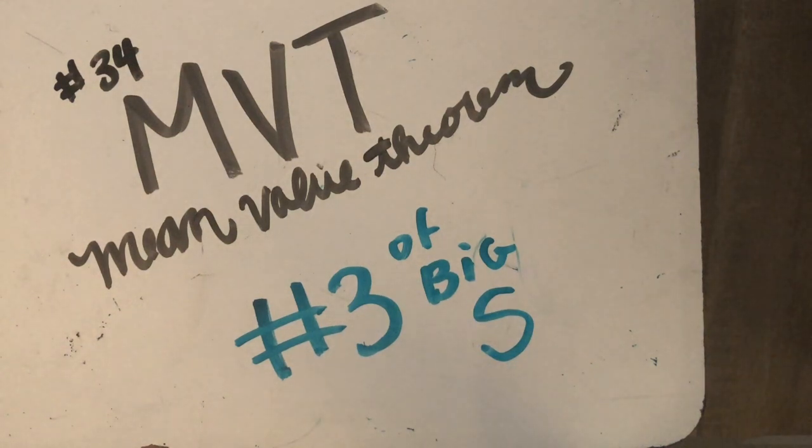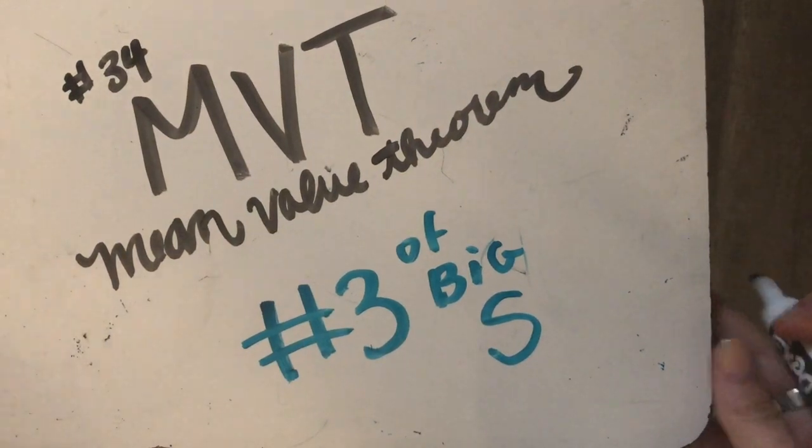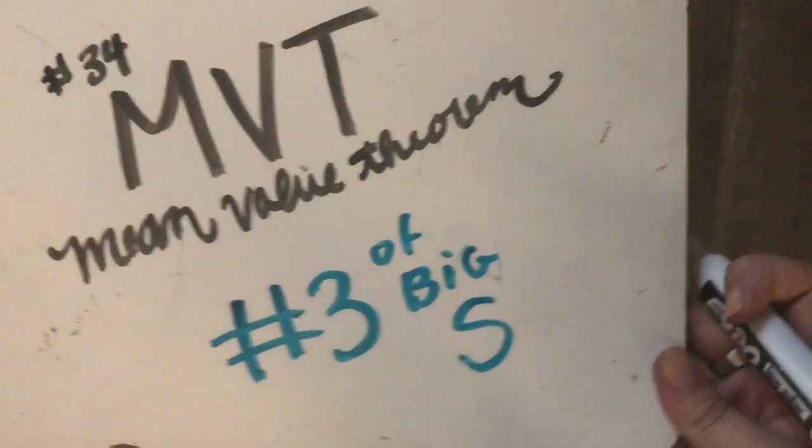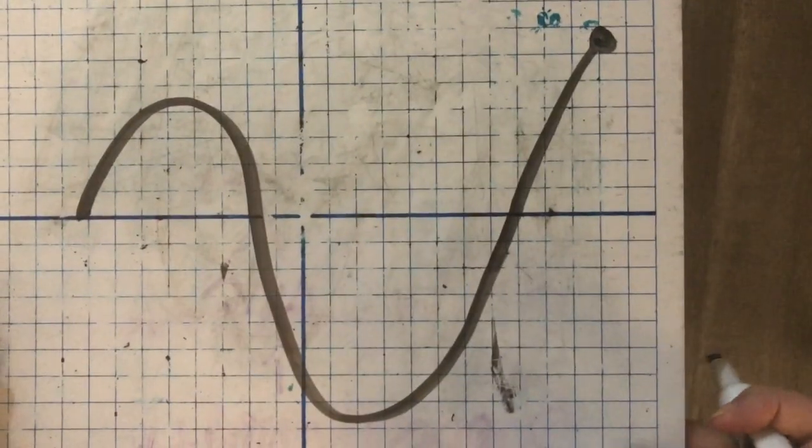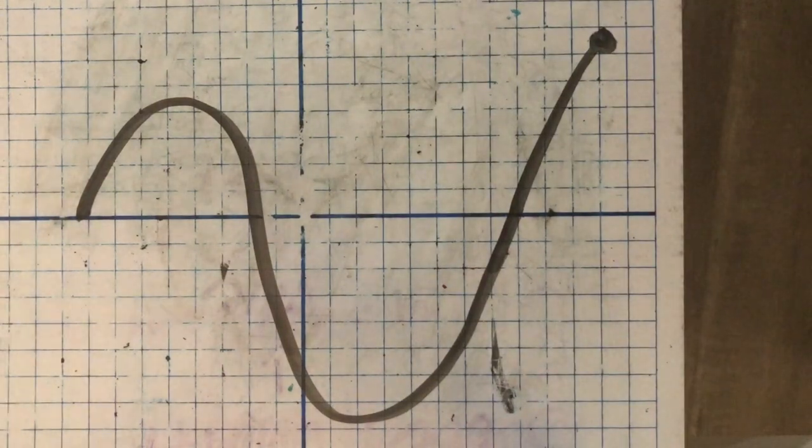Number 34, the mean value theorem, which is number 3 of our big 5 theorems. Here we go. So the mean value theorem states that if a function is continuous, that is super important. If it is continuous, it must be continuous.